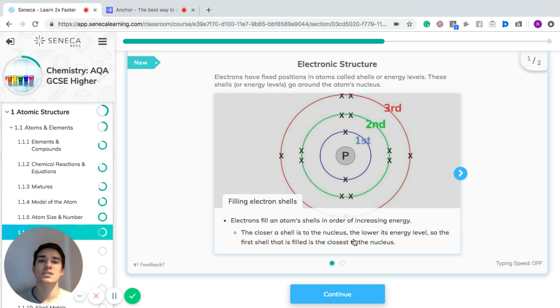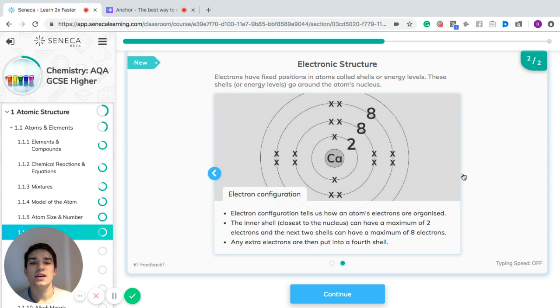Electrons have a fixed structure in atoms called shells or energy levels. These shells or energy levels go around the atom's nucleus. So electrons fill the shells in order of increasing energy. The closer the shell is to the nucleus, the lower its energy level. So the first shells to fill are the ones that are closest to the nucleus.